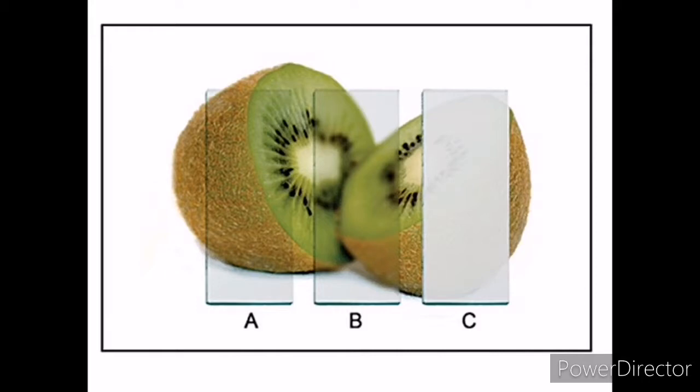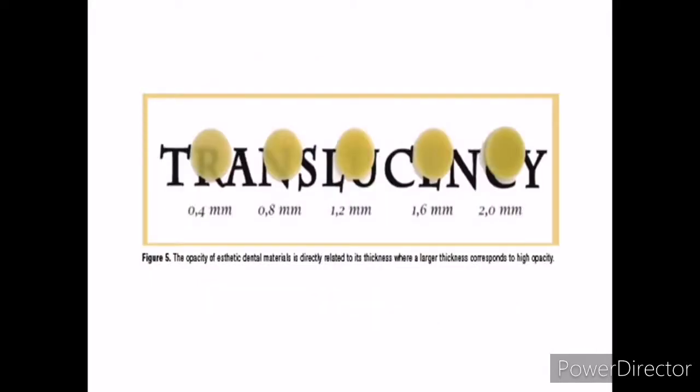So this is about the transparency. A is transparent, B is translucent, and C is opaque. So this translucency and opacity usually depends upon the thickness of the object.